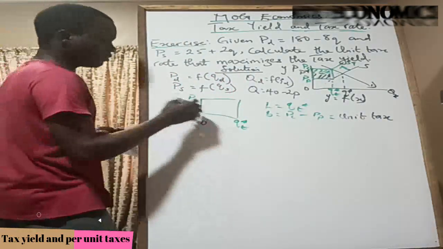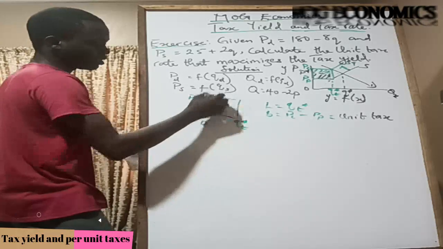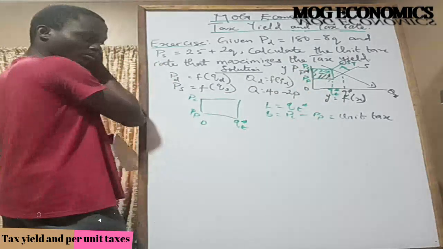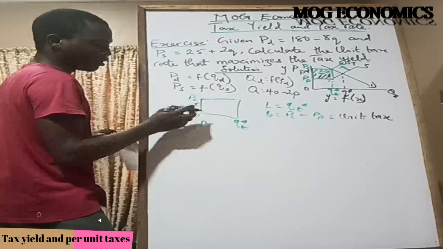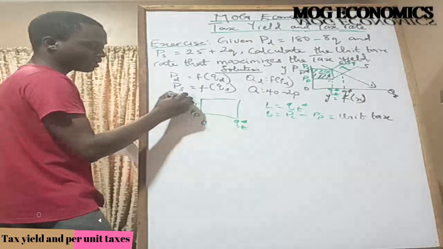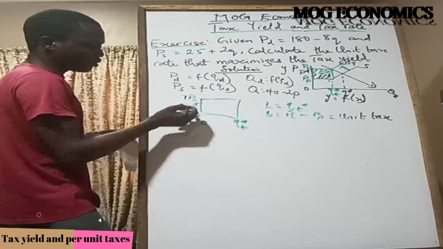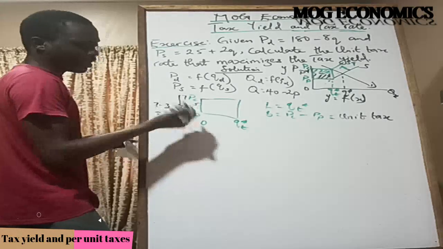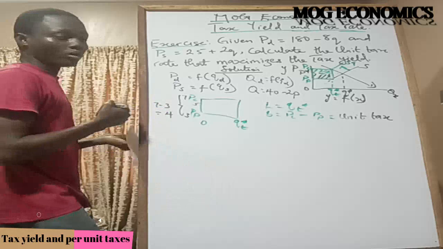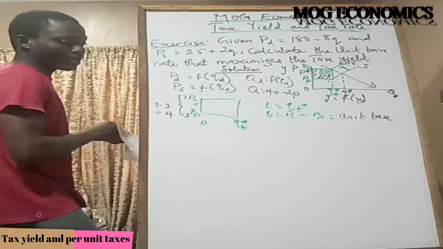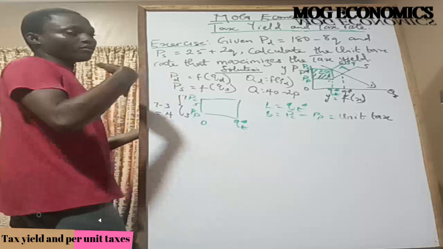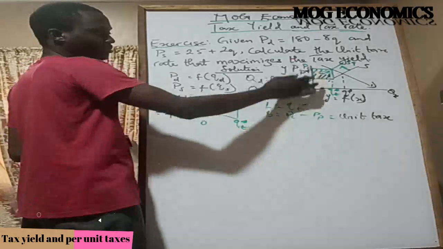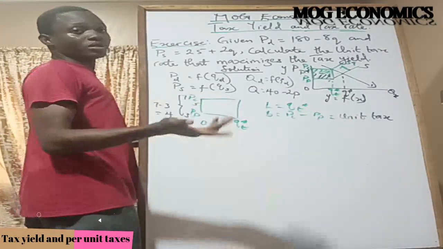For example, let's say before the tax the equilibrium price was 5, and the price that consumers are now paying after tax is 7, and the price that producers are receiving is 3. So what we just have to do is 7 minus 3 equals 4. That means the per unit tax is 4. That is, a 4 naira tax is imposed on every unit of this commodity that is sold to the market. When we say PC minus PP, it will eventually give us the amount of the unit tax that was imposed.